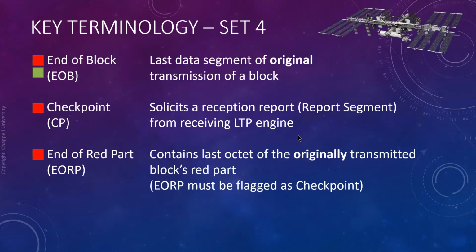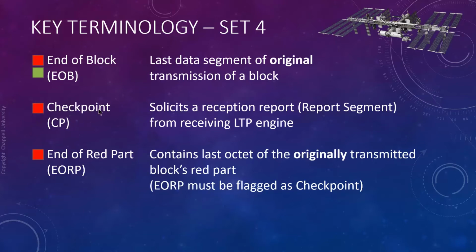Here's some more key terminology. We've talked about this idea of red blocks and red data and green data. Well, we have these other designations that can be used on red data. We've already talked about end of block, and as I mentioned before, this end of block identifier can be put on red data. It can be put at the end of green data. And if you have both red and green data in a session, the red data will go first, the green data will go next, and the EOB, or end of block, will be at the end of the green data.